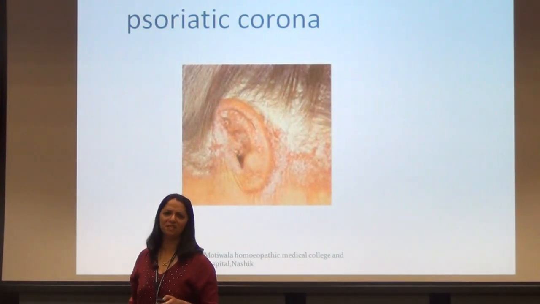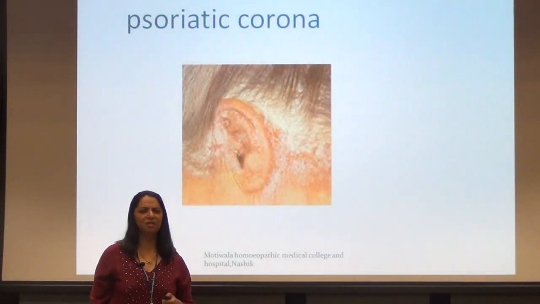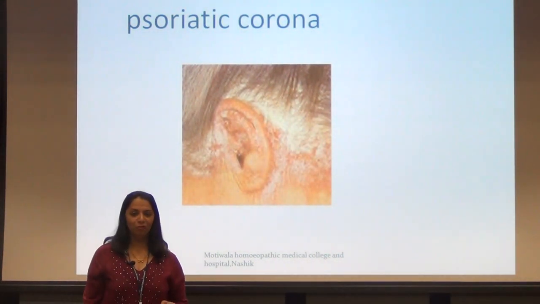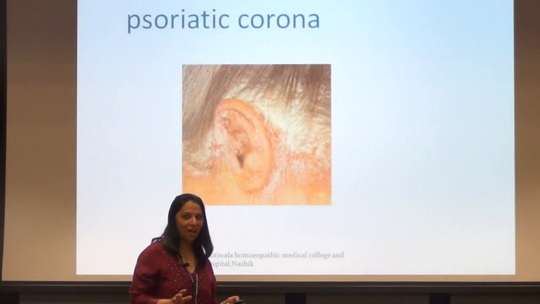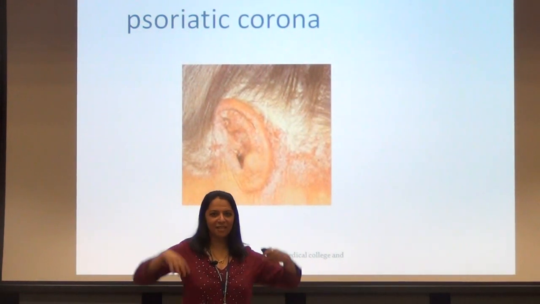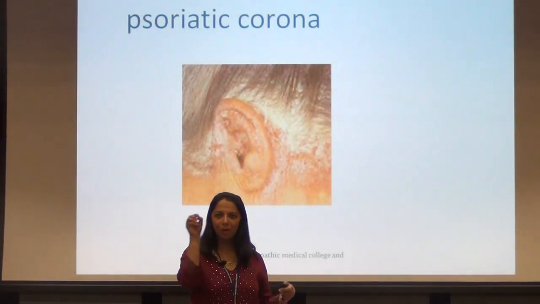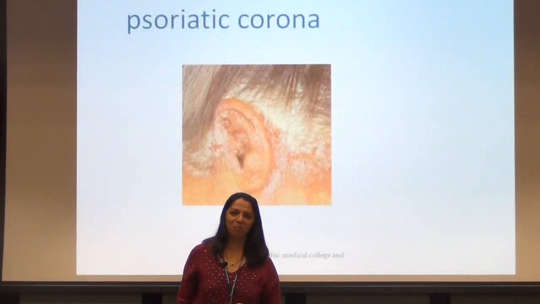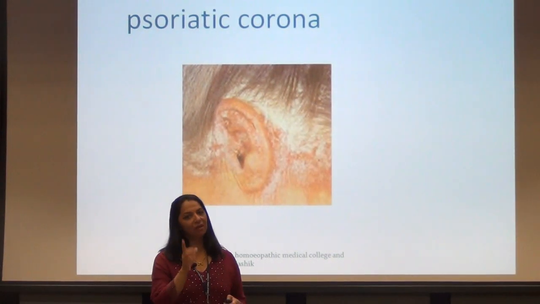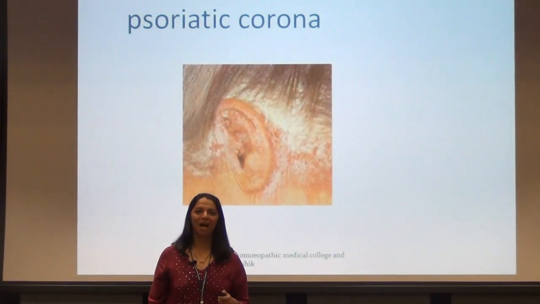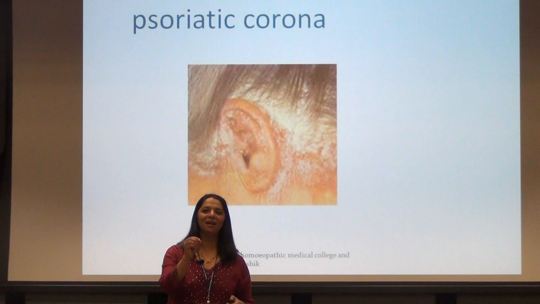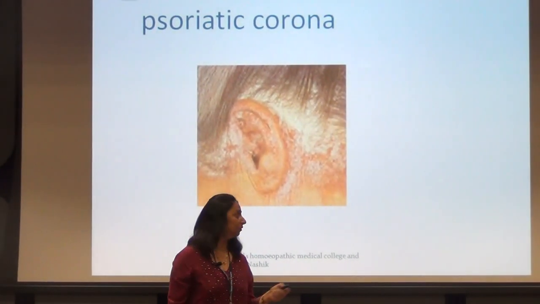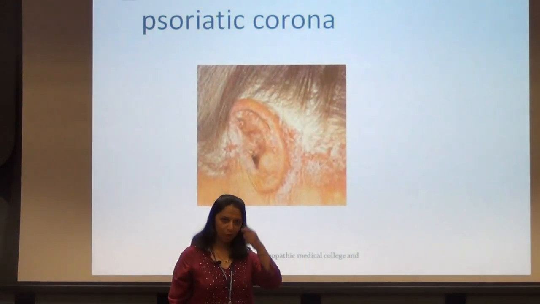Again, fungal infection of the scalp, tinea capitis, can also be confused with psoriasis. Have you seen that ad of Head and Shoulders? You see small flakes on the shoulder. That is tinea capitis. In tinea capitis, since it is a fungal infection of the scalp, you will see powdery dandruff with itching is how the patient presents, unlike psoriatic corona.